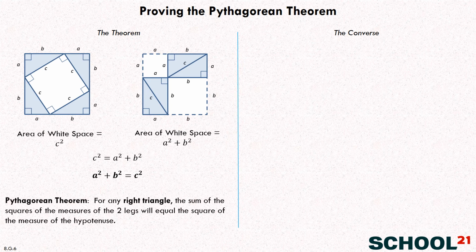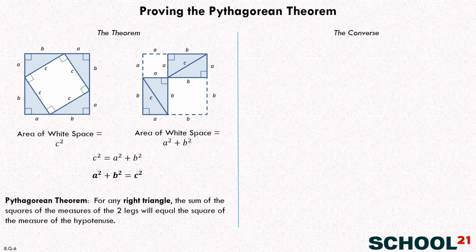Well, it means for any right triangle, so this only works for right triangles, the sum of the squares of the measures of the two legs, that's a long way of saying A squared plus B squared, will equal the square of the measure of the hypotenuse, C squared. Any right triangle, that works. Okay, great. So now you've proven one of the most important theorems in all of mathematics, just like that.